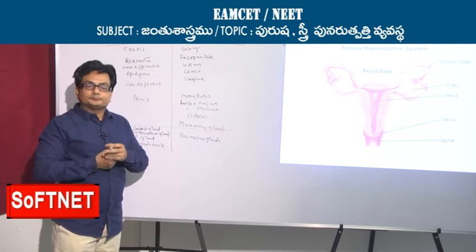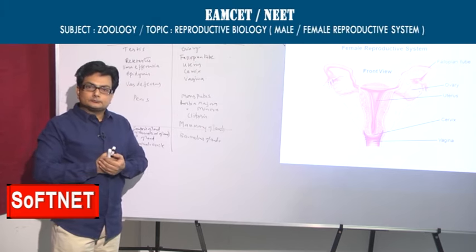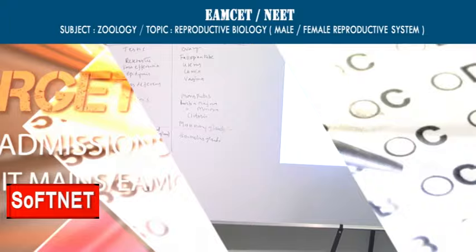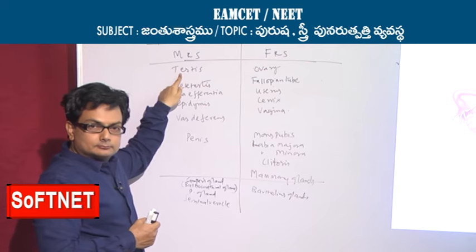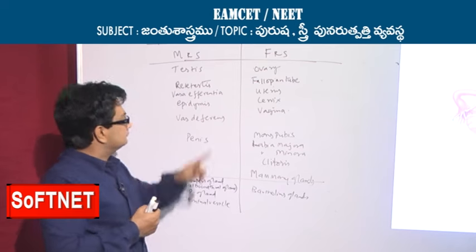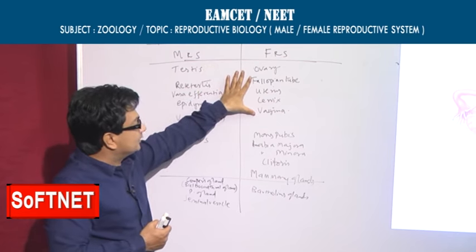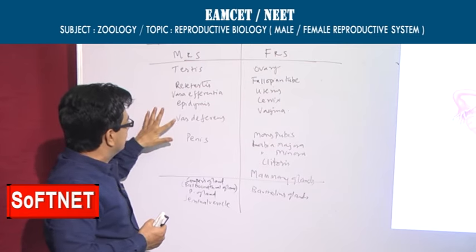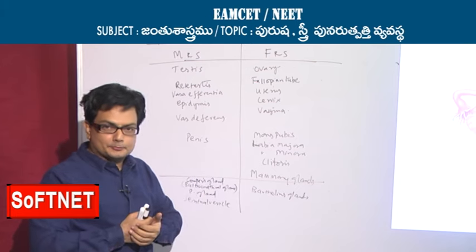Let us conclude this topic of the male and female reproductive systems, the reproductive biology, by comparing the male and female reproductive systems like this. See, the principal reproductive organ, the primary sex organ, is the testis here, and in the FRS it is the ovary. This group of accessory ducts here, rete testis, vasa efferentia, epididymis, vas deferens, all these will receive the sperms, store the sperms, transport the sperms.